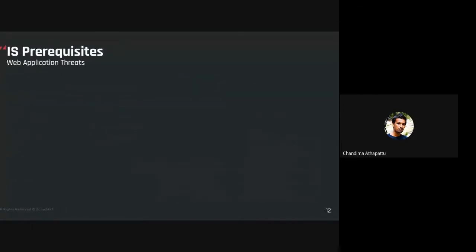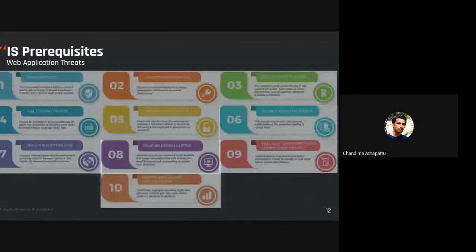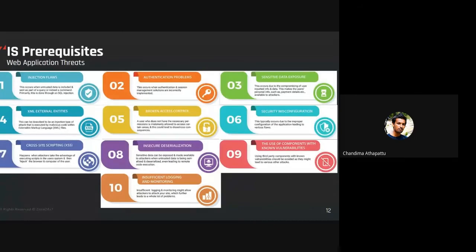Now I'm talking about web application threats. These are common web application threats. We could discuss each threat at greater length, but I'm trying to summarize here. Injection flaws are very common, such as SQL injection, so validating input is the priority here. For authentication, we have to have multi-factor authentication.